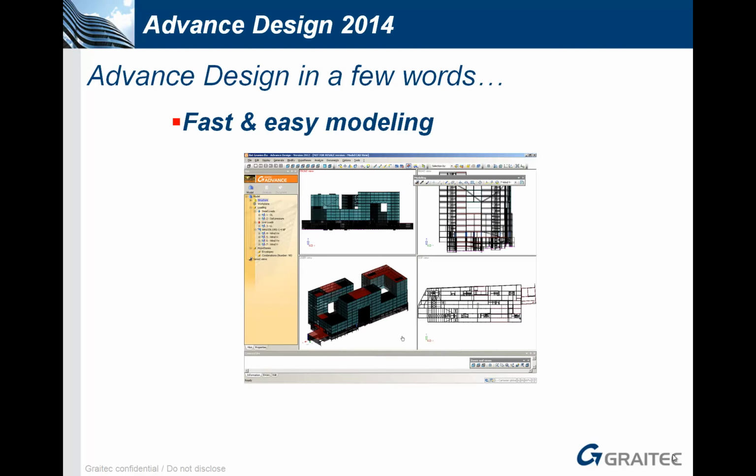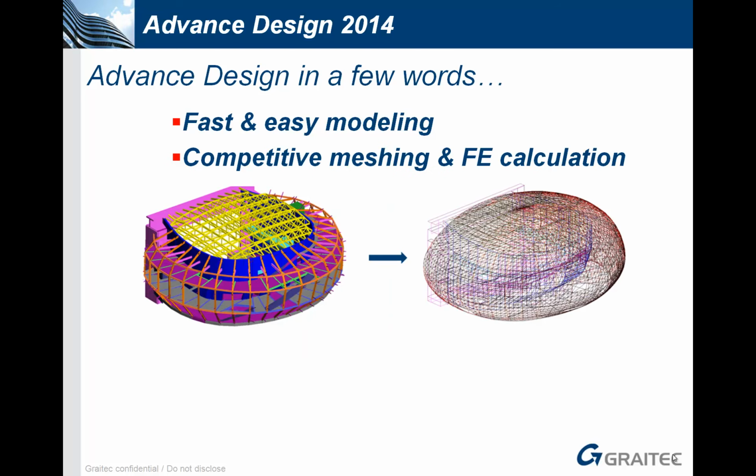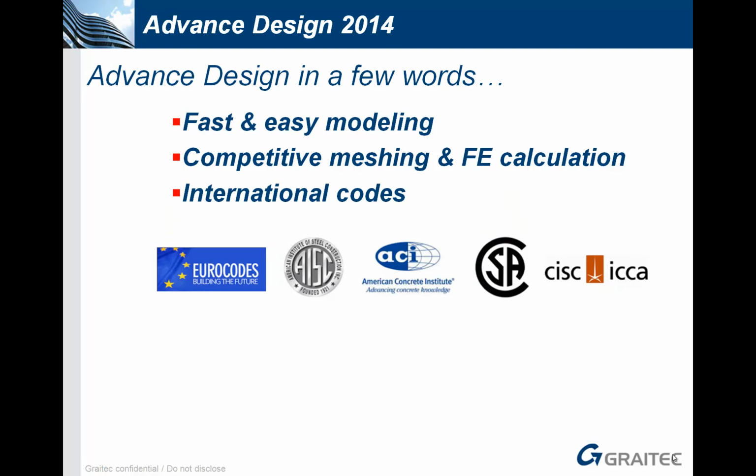So Advanced Design is a finite element software, and even though it provides advanced tools for modeling, it remains easy to use. It comes with a competitive meshing and calculation engine, which is a 64-bit and multi-core application. It features international codes, so Eurocodes for steel, concrete, and timber design, with national appendices for France, Germany, Italy, UK, and so on. It also features American codes and Canadian codes.